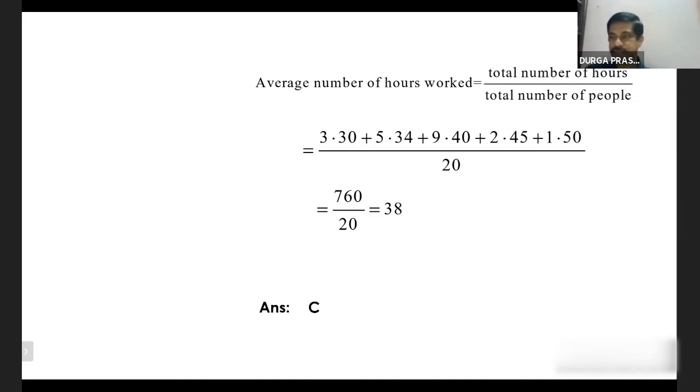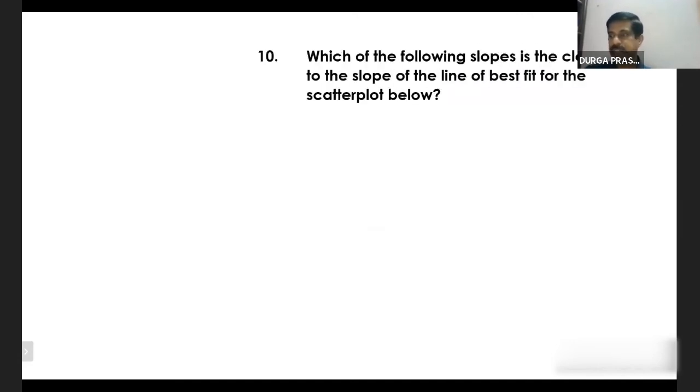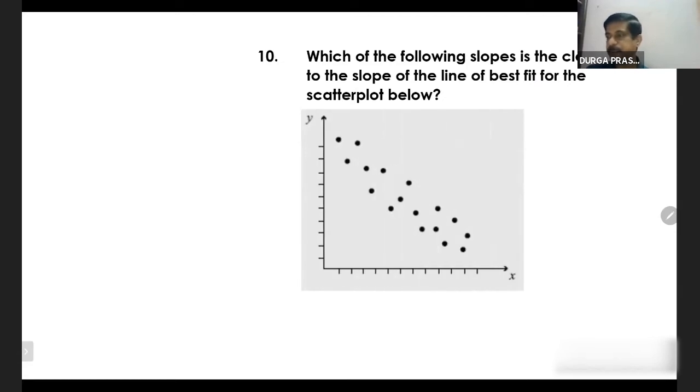Okay, children, let us go to the next question. So now look at this. Which of the following slopes is the closest to the slope of the line of best fit for the scatter plot below? Yeah, this is a decreasing one, you see. So in this case, what is the line of best fit that we should check? He gave options A, B, C, D. He has given so many points here.